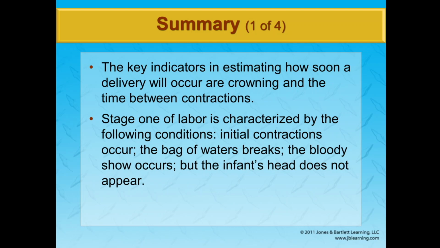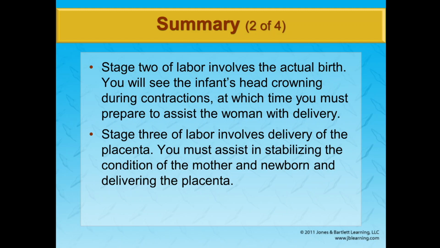So in summary, the key indicators in estimating how soon a delivery will occur are crowning and the time between contractions. Stage 1 of labor is characterized by the following conditions. Initial contractions occur, the bag of water breaks, the bloody show occurs, but the infant's head does not appear. Stage 2 of labor indicates the actual birth of the infant. That's where you will see the infant's head crowning during contractions, in which you must prepare for delivery. And then stage 3 of labor involves the delivery of the placenta.